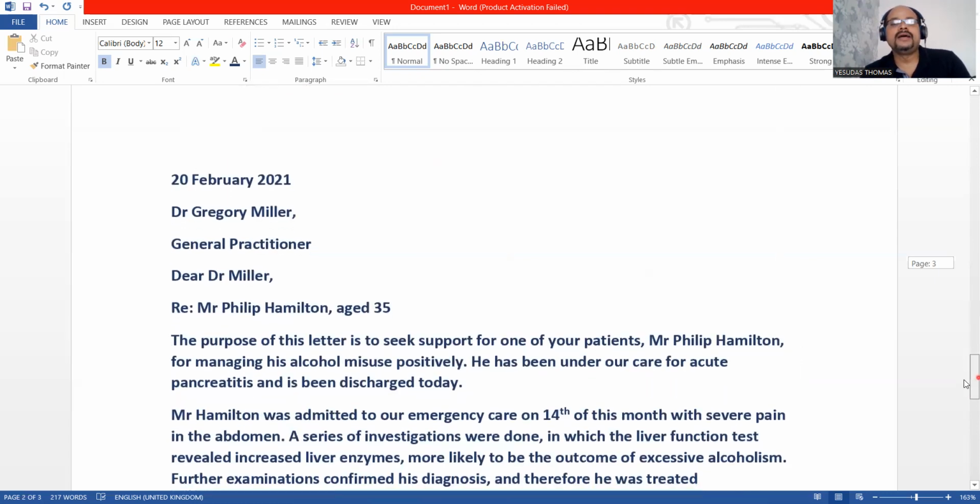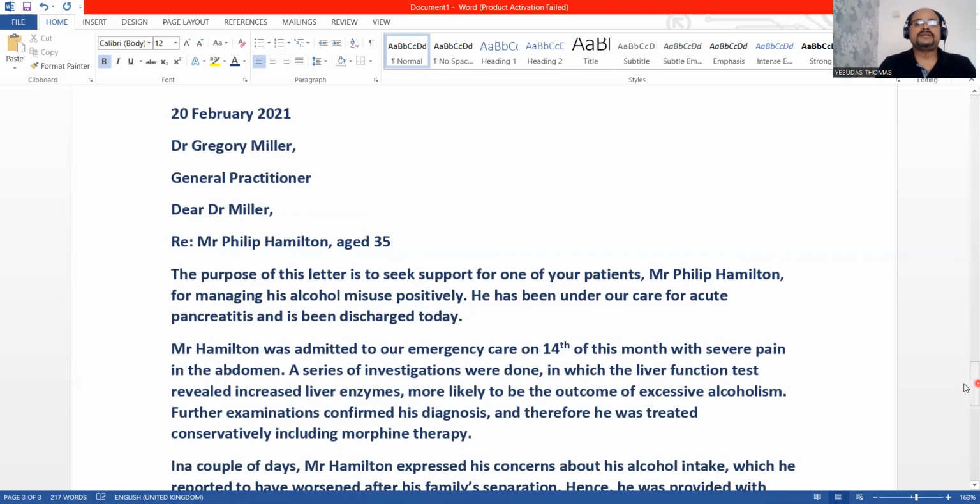Now there's a sample letter here. Let's go ahead with the purpose of the letter. The purpose of this letter is to seek support for one of your patients, Mr. Philip Hamilton, for managing his alcohol misuse positively. So the purpose is very clear. It's formal, it's well written formally. He has been under our care for acute pancreatitis and he's been discharged today.